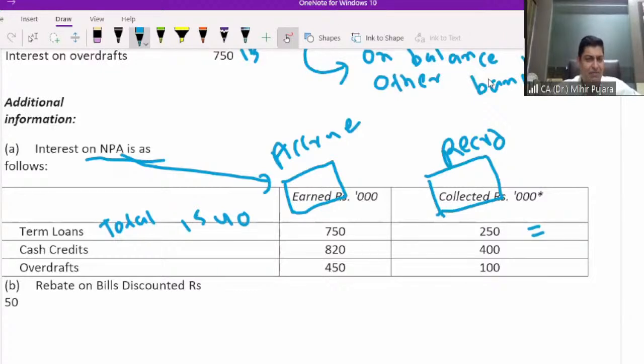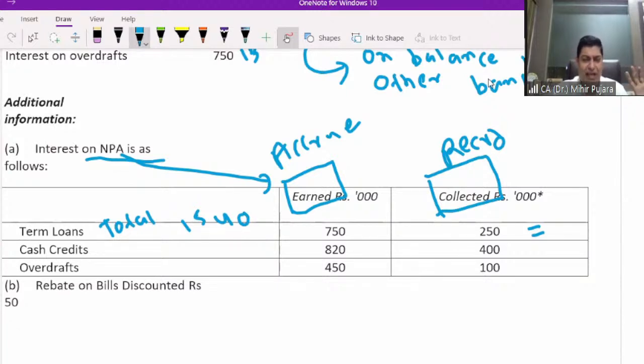What is the total NPA? What total term loan interest will be considered? Khushi, I don't need only NPA, I need total interest. 1540 is PA plus NPA. But in NPA, 750 should be received, but only 250 was received. So now what is the total interest to be considered? Ria is correct, Hina is correct.